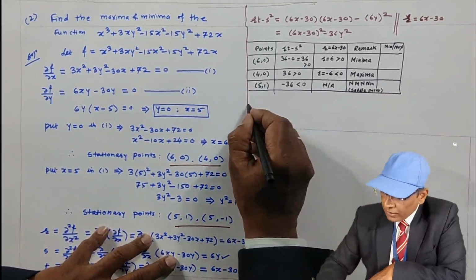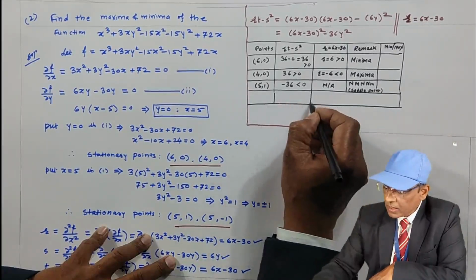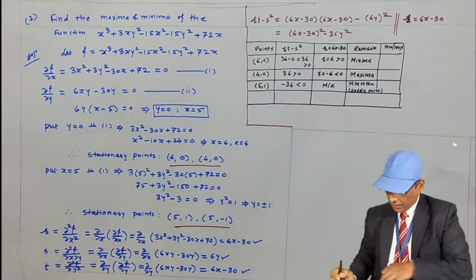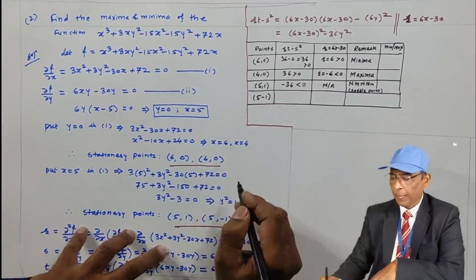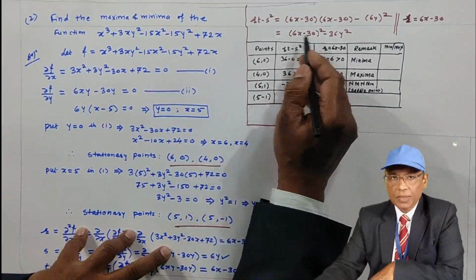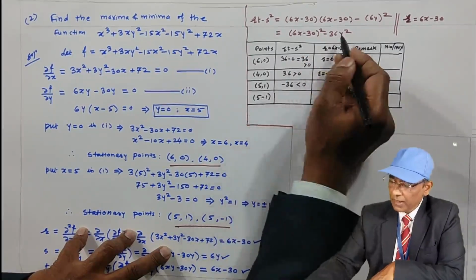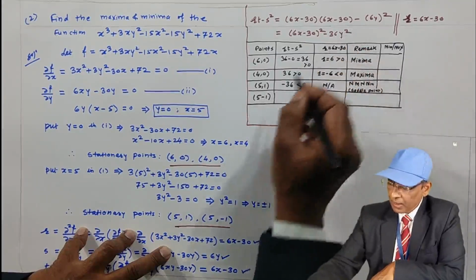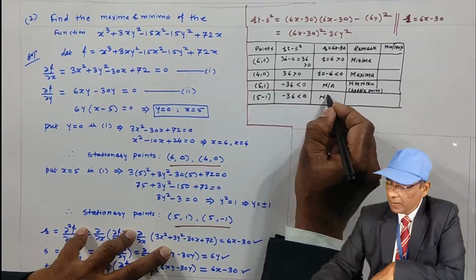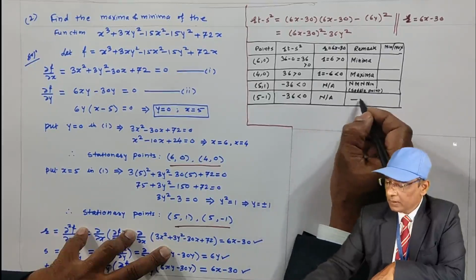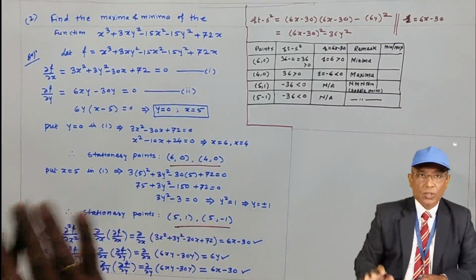Now, what is the next stationary point? The next stationary point is (5, minus 1). Put x equal to 5, it will be 30 minus 30, 0. Put y equal to minus 1, square is plus 1. It will be minus 36, less than 0. It is not applicable again, and the same thing: neither maximum nor minimum. In this way, we have solved this problem.